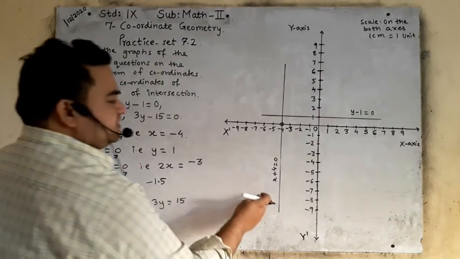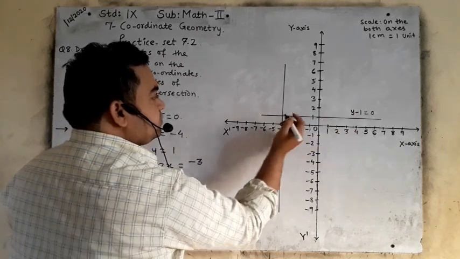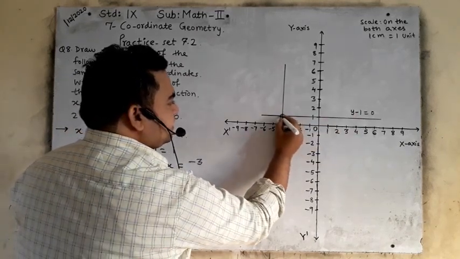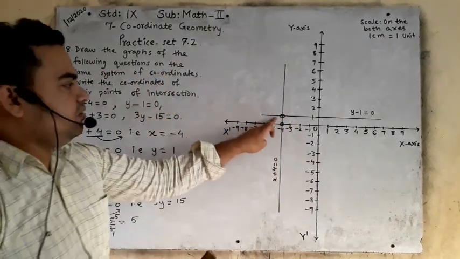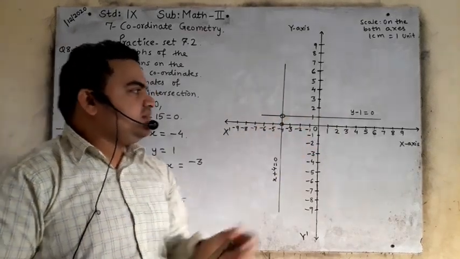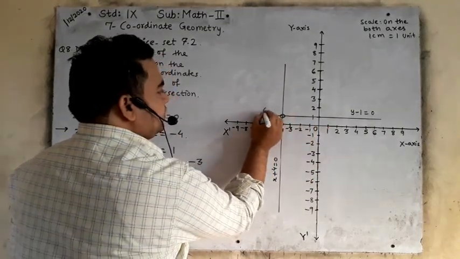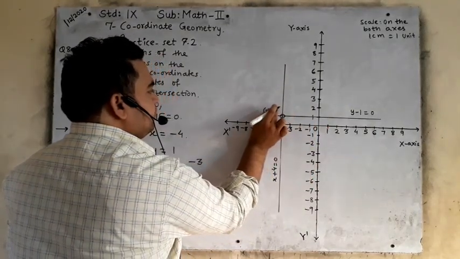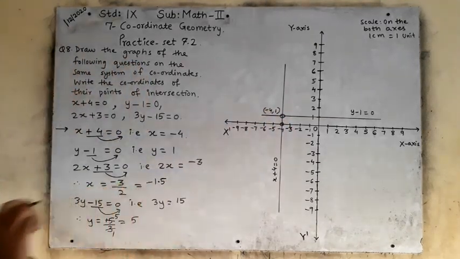Now see, x plus 4 is equal to 0 and y minus 1 is equal to 0 intersect each other here at this point. Okay, so what is the coordinate here? The coordinate of x is minus 4 and the coordinate of y is 1. See, y is 1. So you will write over here minus 4 and 1. Minus 4 and 1, right?